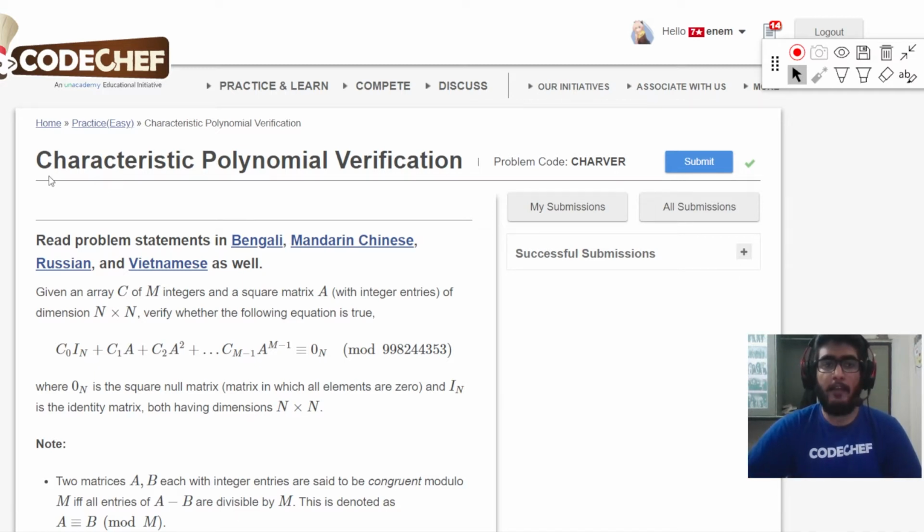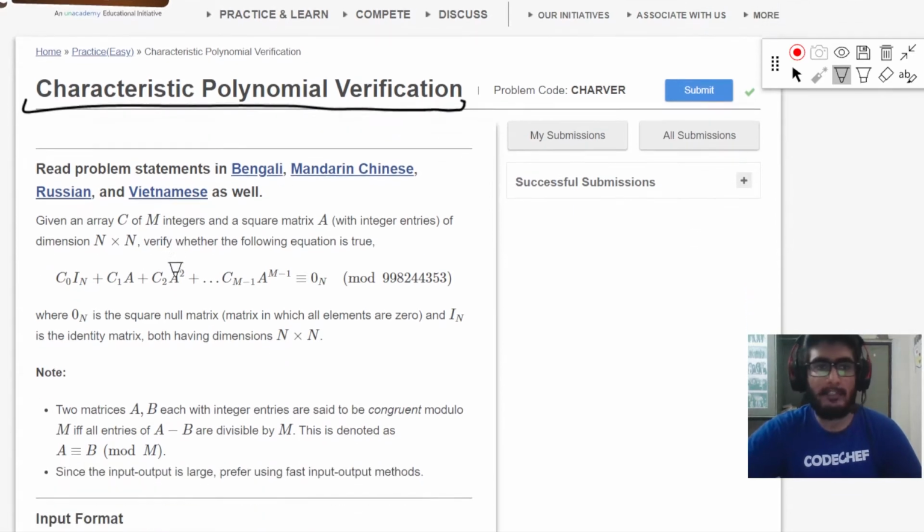And today we are going to look at the problem Characteristic Polynomial Verification and understand its solution. If you are worrying about the prerequisites required for this editorial, there are none. You do have to know Freivalds' algorithm to solve this question, but I'm going to explain Freivalds' algorithm in this session as well, so you do not have to worry about knowing something before this session. So now let us look at this problem.